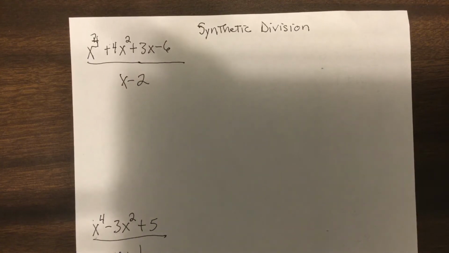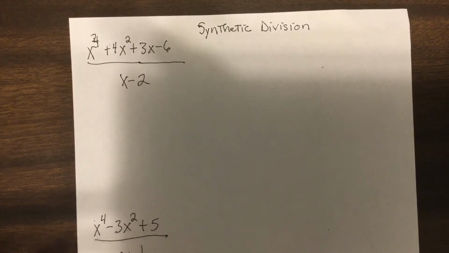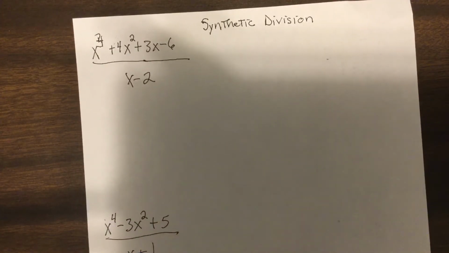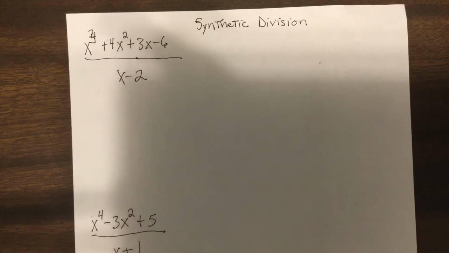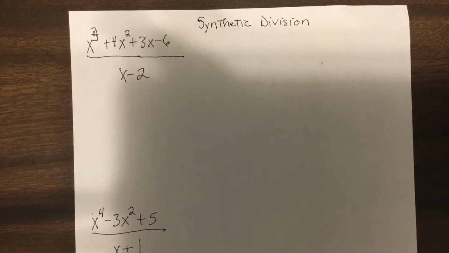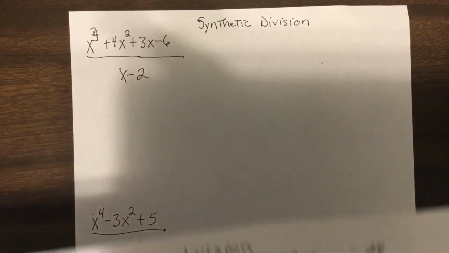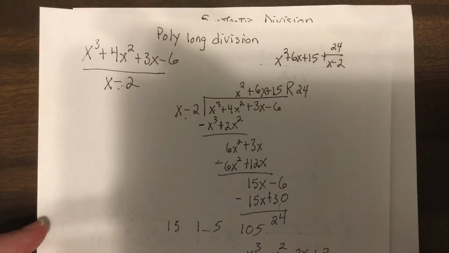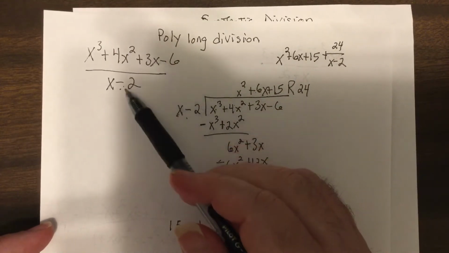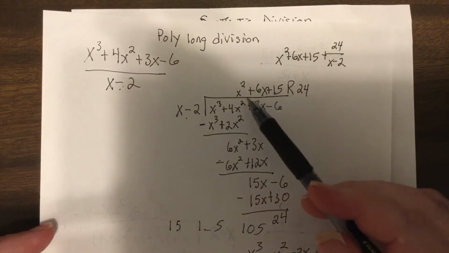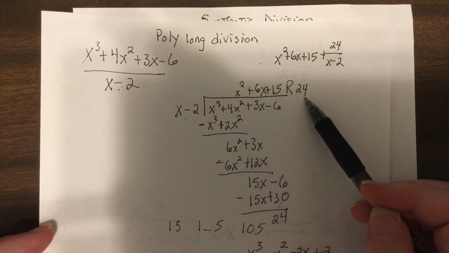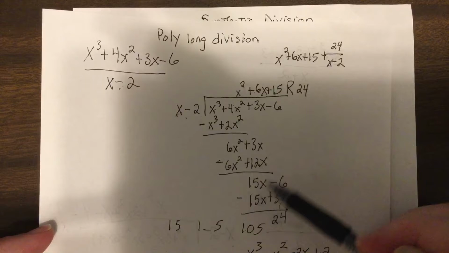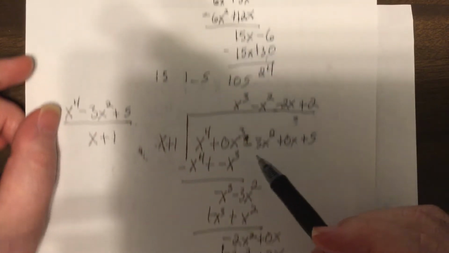Okay, we have polynomial long division from the previous video. This one is a shortcut way of dividing, because next week we may have to divide 5, 6, 7 times on one problem. Let's look at the previous video's problems. Dividing this by this, I got x squared plus 6x plus 15, remainder 24. Remember how long that took? Oh my goodness. And this one.